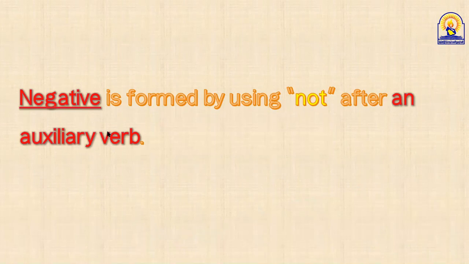So here, even when we want to make negative, we need auxiliary verbs. That's why I said you must learn them by heart, because you are going to use these auxiliary verbs every day in English. So if you want to make any negative or change a statement from positive or from affirmative into negative, you must use not after an auxiliary verb. Okay, guys?